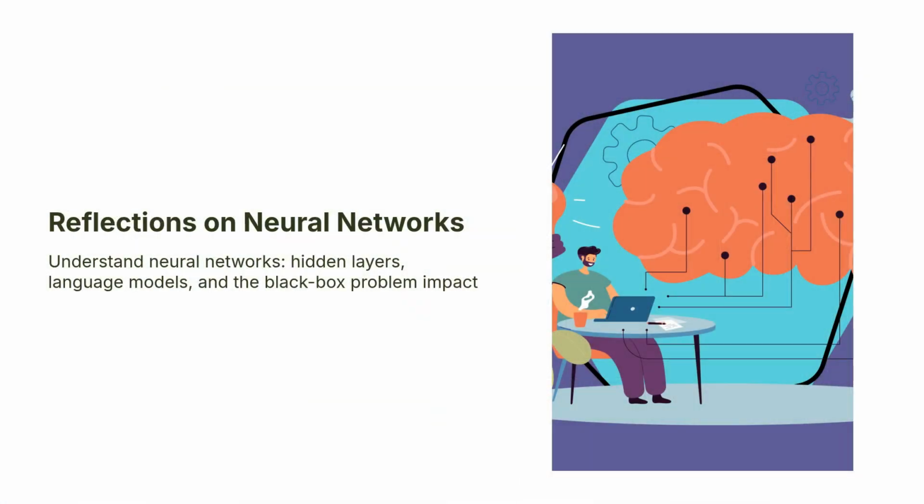Consider what a single neuron does. Reflect on hidden layers' contributions. Understand why language models can be confidently wrong. Evaluate the black box problem's impact on your work. These reflections are crucial for mastering neural networks.